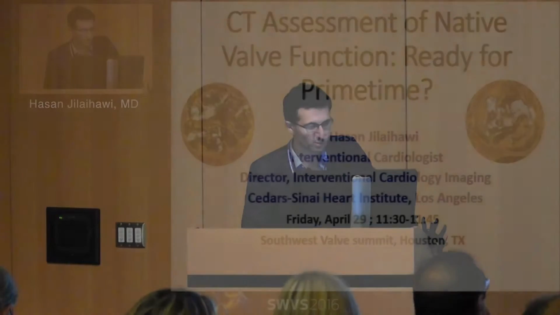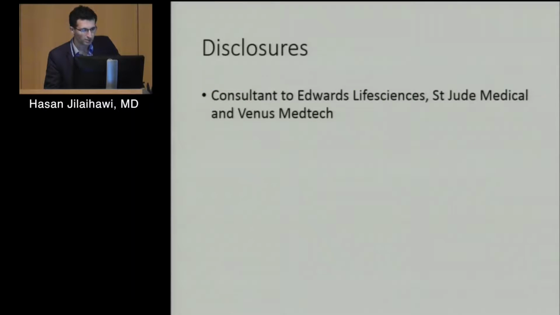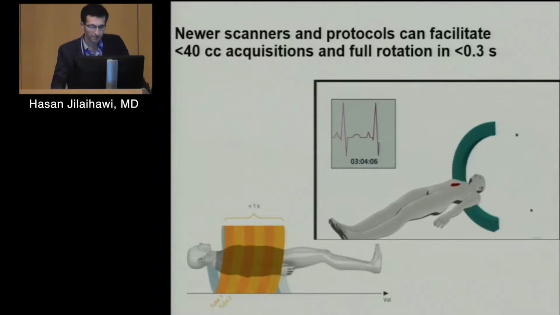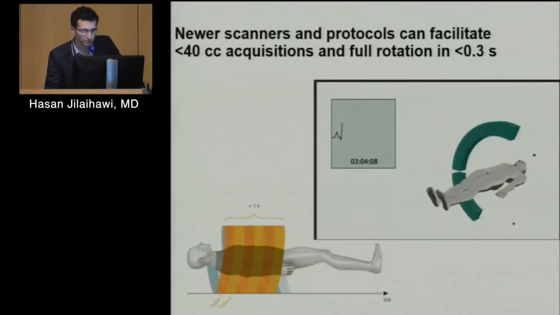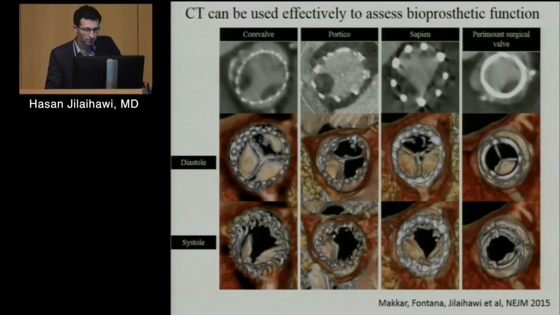So I'll say some controversial things, but I want to say at the beginning that assessment of valve function is obviously the mainstay is echo, but we like CT. We like CT because we have 90-year-old patients. They have an investigation in 0.3 seconds. We also know that we can assess even bioprosthetic function very well.